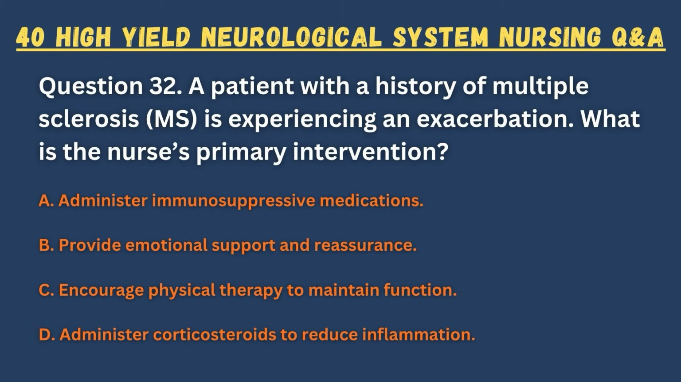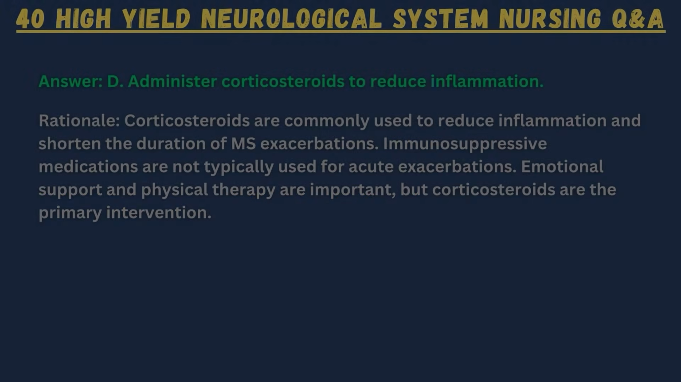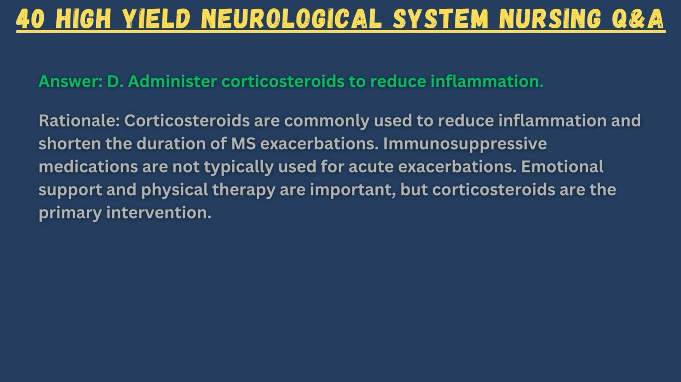Question 32. A patient with a history of multiple sclerosis, MS, is experiencing an exacerbation. What is the nurse's primary intervention? A. Administer immunosuppressive medications. B. Provide emotional support and reassurance. C. Encourage physical therapy to maintain function. D. Administer corticosteroids to reduce inflammation. Answer: D. Administer corticosteroids to reduce inflammation.